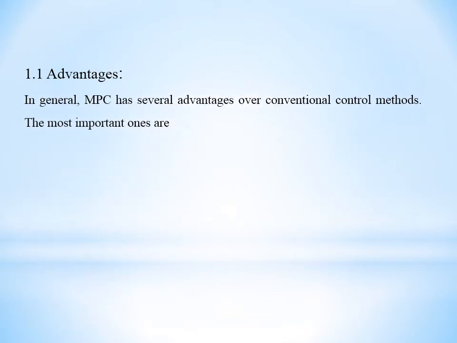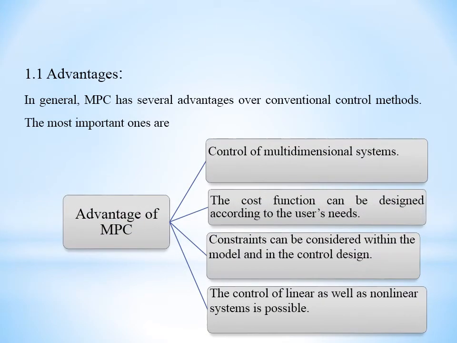Advantages. In general, MPC has several advantages over traditional control methods. The most important ones are control of multi-dimensional systems. The cost function can be designed according to user needs. Constraints can be considered within the model and in the control design. The control of linear as well as nonlinear systems is possible.